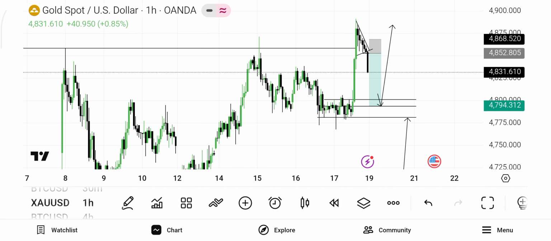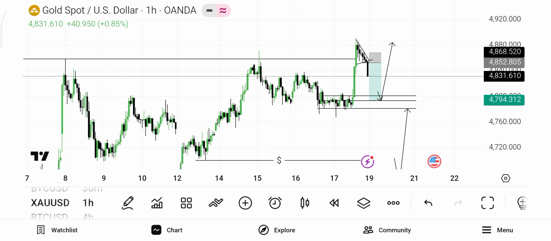Okay, I'm still going to show you another thing. That is a trend line breakout, and how you can trade it. Not everybody knows this.